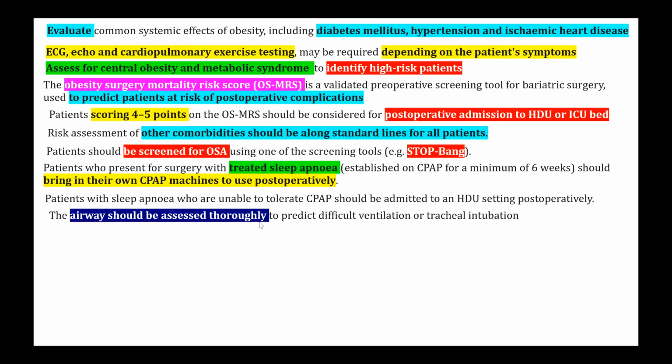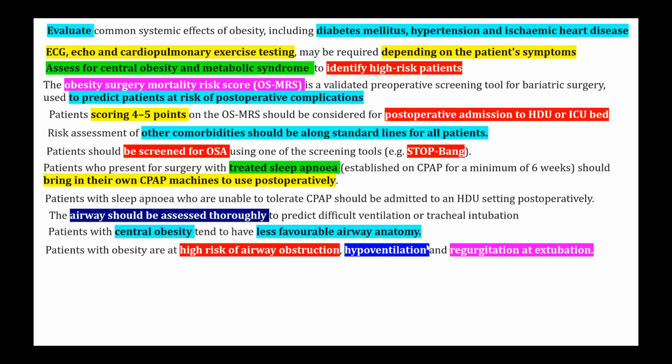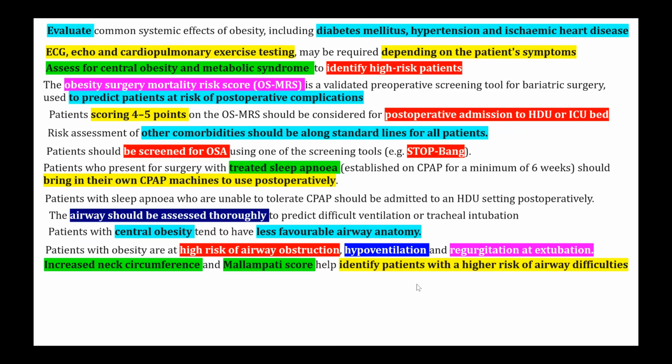The airway assessment should be thorough, to predict difficult ventilation and tracheal intubation. Central obesity patients have less favorable airway anatomy. So apart from the metabolic syndrome problem, they are also prone to having an unfavorable or difficult airway. In high-risk patients, airway obstruction, hypoventilation, and regurgitation at extubation are all very common, especially after gastric sleeve reduction. The chances of regurgitation are more.